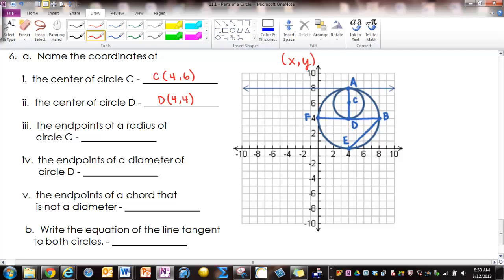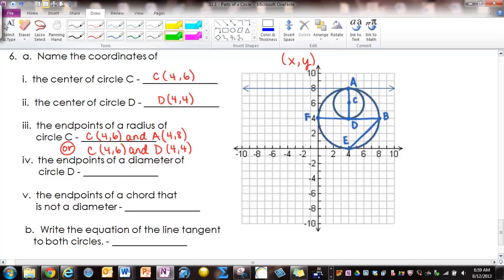Then we're asked to find the endpoints of a radius of circle C. Now here is a radius of circle C, and it has two endpoints. One is at the center of the circle, which is C, at coordinates 4, 6, and the other endpoint of that blue segment is A, which has coordinates 4, 8. Now I could name that one, but I could also name this other radius, which is right here of circle C. So I could also say C, 4, 6, and D, which is at 4, 4. So either pair is just fine.